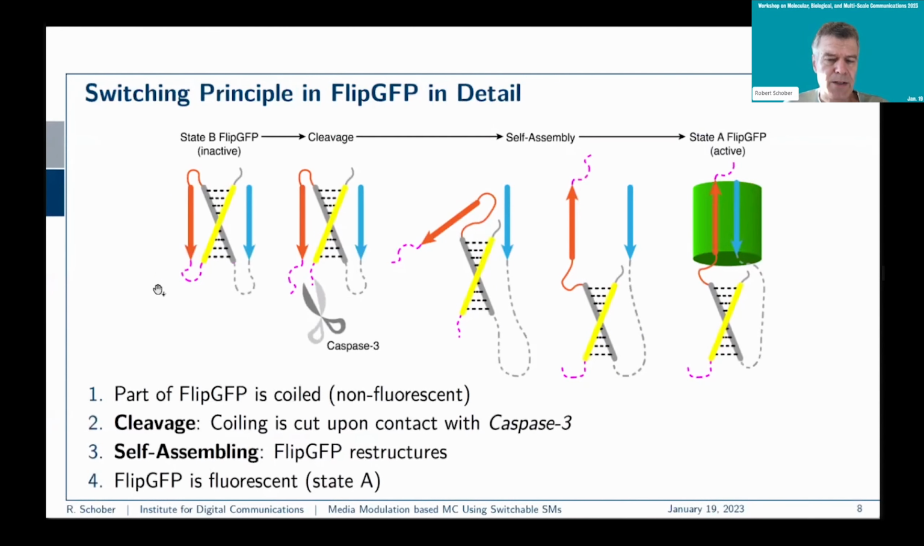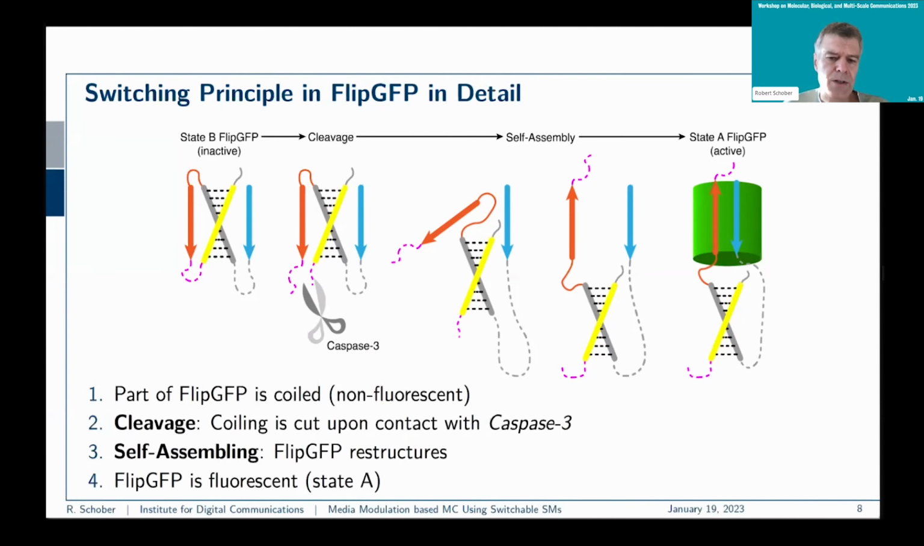Now, how do these FlipGFP work? This is illustrated here in this figure. In its original state, the B state, these FlipGFP molecules have a certain conformation, a certain three-dimensional structure. And in this structure, they are not fluorescent. So that's the ground state.